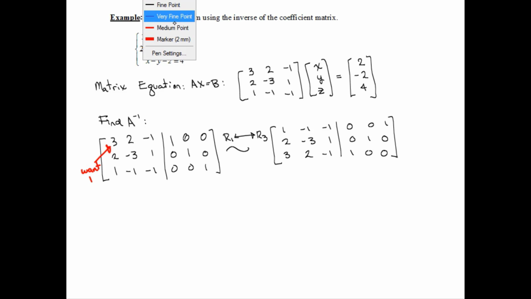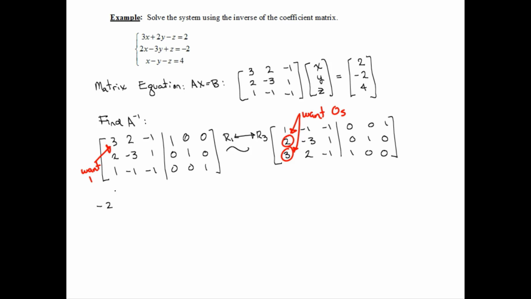Okay, and now we want to get zeros. Whoops, sorry, not right there. We want to get zeros here and here. And so we're going to do our row operations. I'm going to assume you're okay with how to do these. If not, you should go review that section. I'm going to skip some of the arithmetic here.